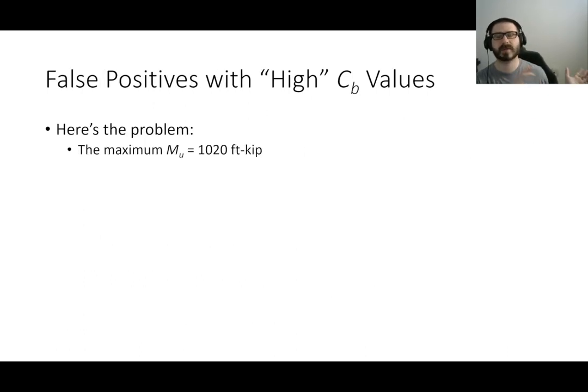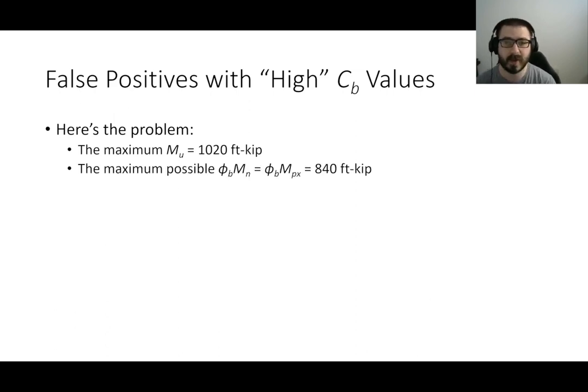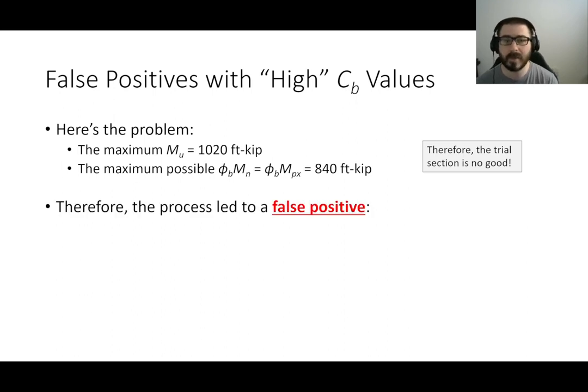Now what we would typically do is take that trial section and analyze it in order to validate its capacity. But we don't need to do any analysis to see that its maximum possible capacity is phi Mp, and phi Mp is only 840. So without doing any math, I can tell you that the trial section I picked is no good. The problem is that this process led to a false positive.